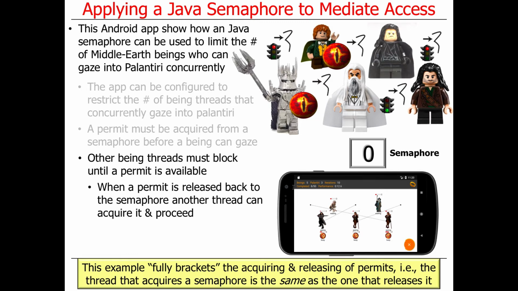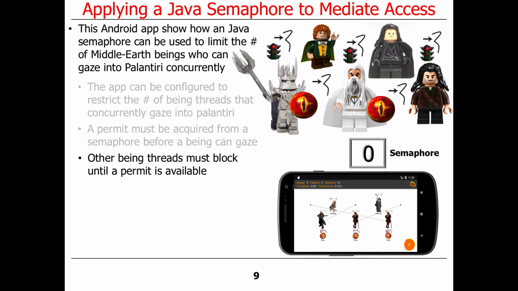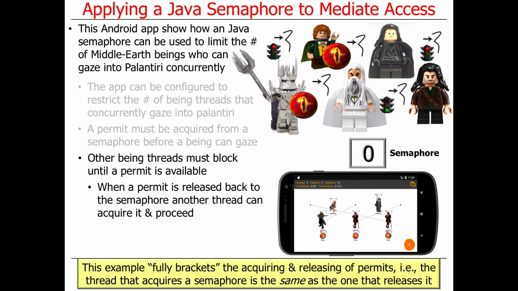Whenever the permit is released back to the semaphore, another thread can acquire it and start to go. So we might have a case where Saruman releases it, and then Merry can go ahead and grab it. Actually, I think it was Pip. Pippin grabs it, and he can gaze. And this is an example of fully bracketed acquisition and release, right? Whoever owns it needs to be the one to give it back. If it didn't work that way, you'd have really bizarre use cases where someone was gazing and then someone else was taking their Palantir and ripping it out from underneath them and giving it back to the pool, which would be kind of strange.